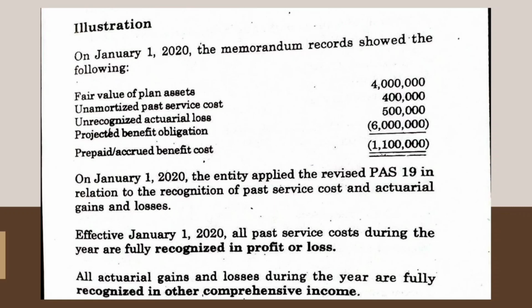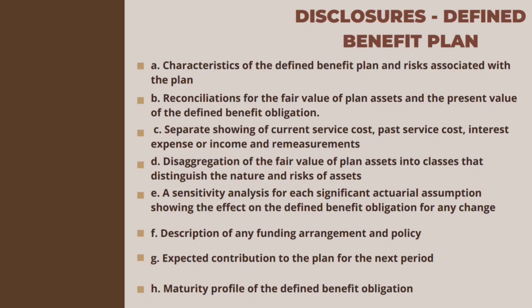So on January 1, 2020, the entity applied the revised PAS 19 in relation to the recognition of past service costs and actuarial gains and losses. Effective January 1, 2020, all past service costs during the year are fully recognized in profit or loss. All actuarial gains and losses during the year are fully recognized in other comprehensive income.